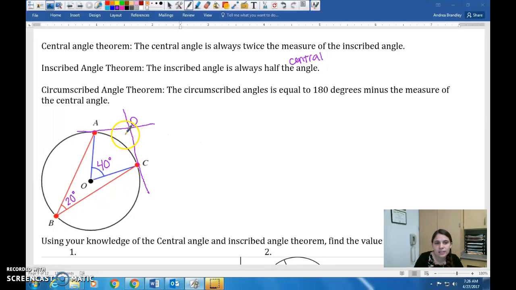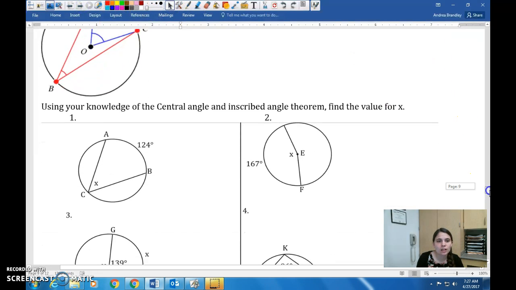This angle here, the circumscribed angle, is equal to 180 degrees minus the measure of the central angle. So where the central angle is 40 degrees, if I do 180 minus 40, this angle is 140 degrees. So using those three theorems, we can find a lot of missing angles when we're looking at a circle. We're going to go ahead and do some examples of that.